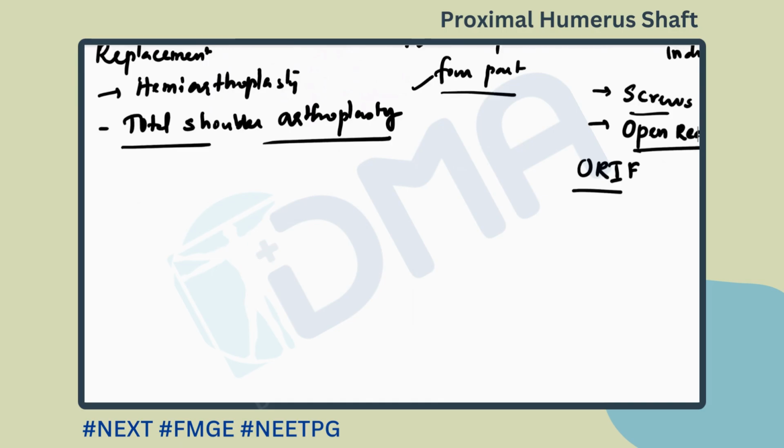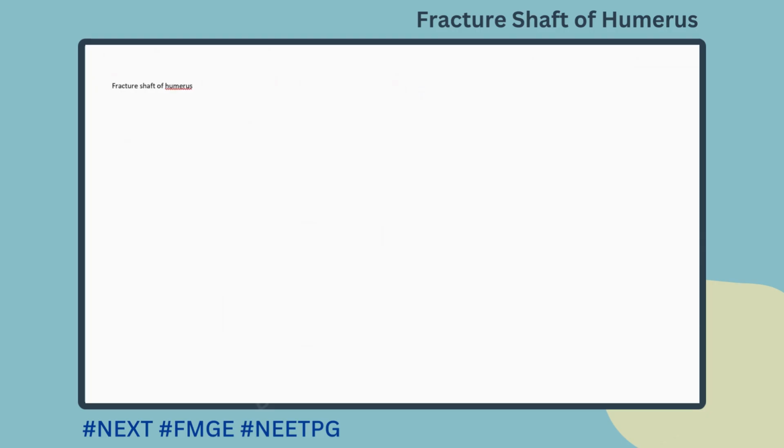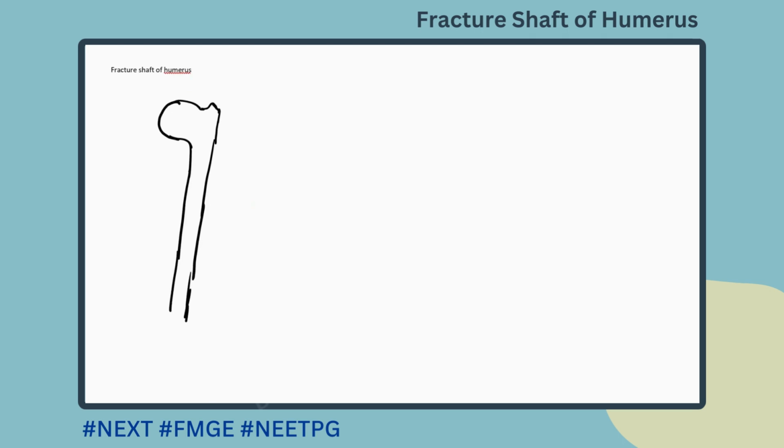So this is about the proximal humerus fracture. Now the shaft of the humerus. Again, a small anatomy of the shaft of the humerus. You must know this is the proximal humerus, the head of the humerus, the anatomical neck, the greater tuberosity, and the surgical neck. So this is the shaft of the humerus, and there is one important nerve running from the medial to the lateral aspect of the humerus in its mid shaft, in its spiral groove. Can anyone tell me what this nerve is called? Very good. This is called the radial nerve.